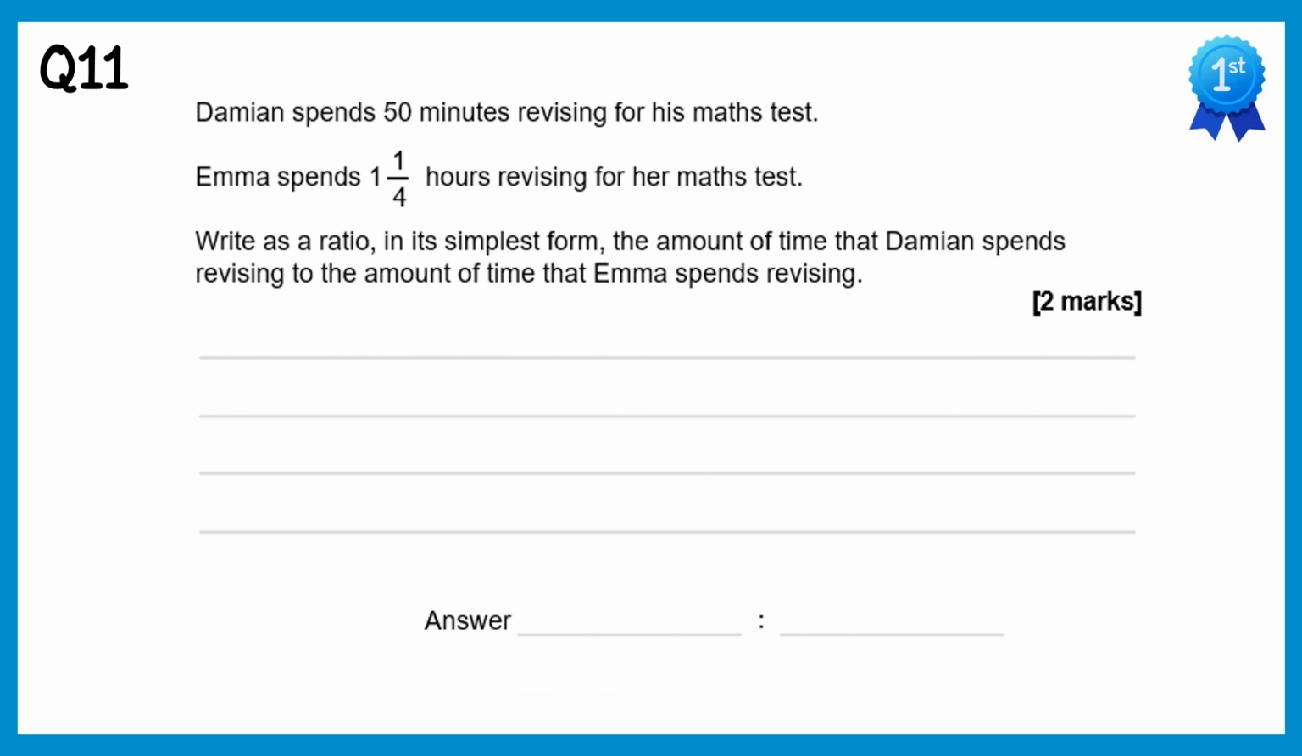In this question, Emma spends 1¼ hours revising. We need to turn this into minutes. 1 hour is 60 minutes, and 1/4 of an hour is 15 minutes. So in total, Emma revises for 75 minutes.